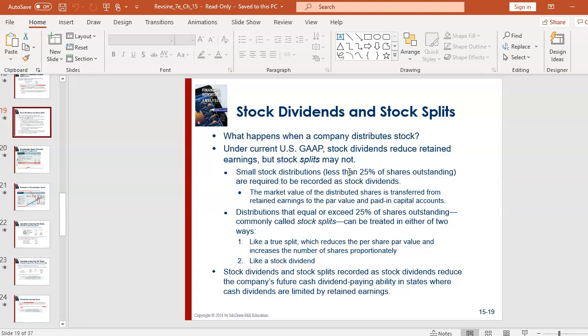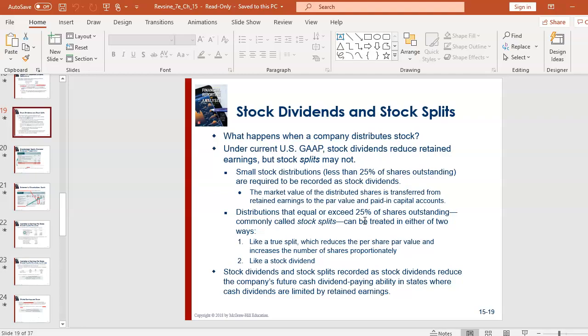And stock distributions have a threshold of 25%. A small stock distribution, less than 25%, is treated differently than a large distribution above 25%. And in your homework, they'll tell you that. You don't have to guess in your homework; they'll let you know what that's like. And then a stock split is a way just to put more shares into somebody's hands.